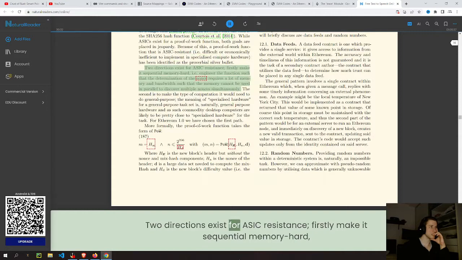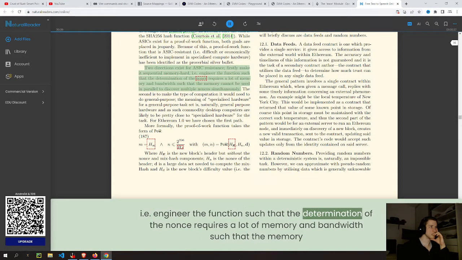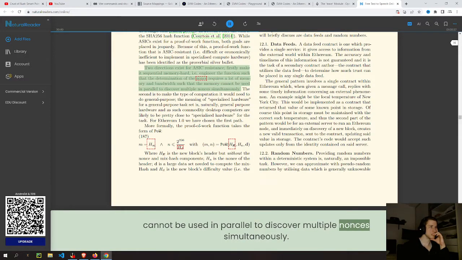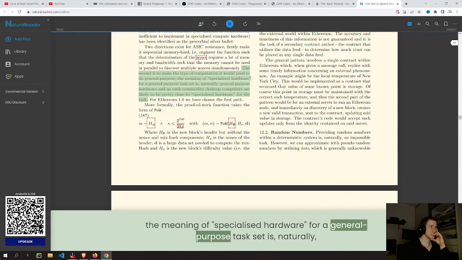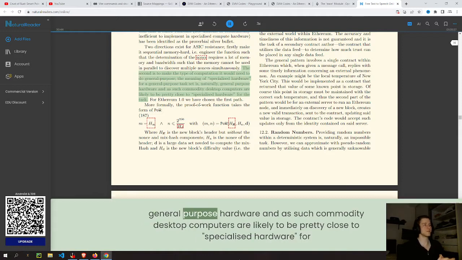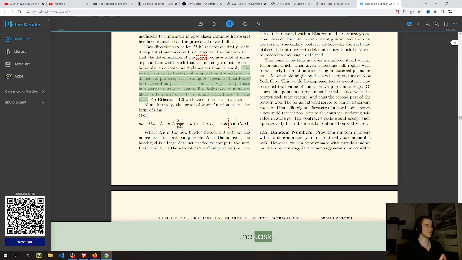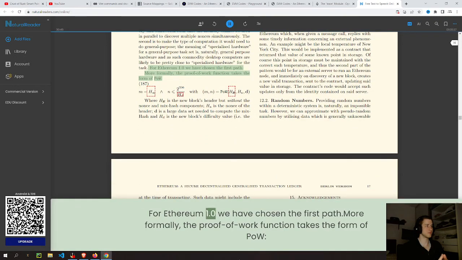Two directions exist for ASIC resistance. Firstly, make it sequential memory hard, i.e. engineer the function such that the determination of the nonce requires a lot of memory and bandwidth such that the memory cannot be used in parallel to discover multiple nonces simultaneously. The second is to make the type of computation it would need to do general purpose. The meaning of specialized hardware for a general purpose task set is, naturally, general purpose hardware, and as such commodity desktop computers are likely to be pretty close to specialized hardware for the task. For Ethereum 1.0 we have chosen the first path.